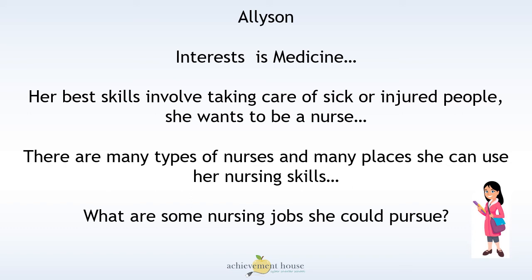So Allison is interested in medicine, and she is good at taking care of sick people or injured people, and she wants to be a nurse. But there are tons of different types of nurses, and there are many different places that you can use your nursing skills. So before just deciding to become a nurse, you could take a look at all the different types of nursing, because part of your dream job is also where you're going to work. So let's take a look at different options that you could have.